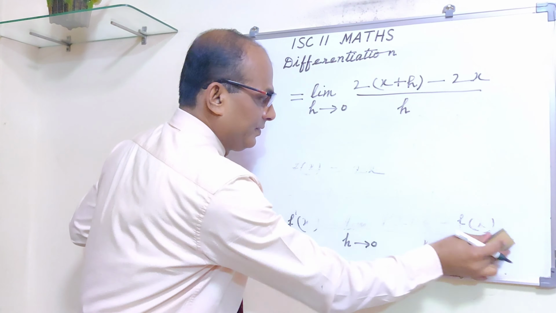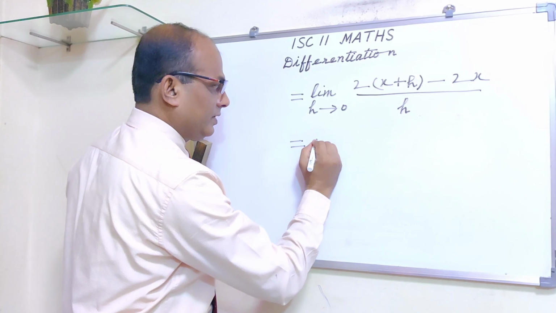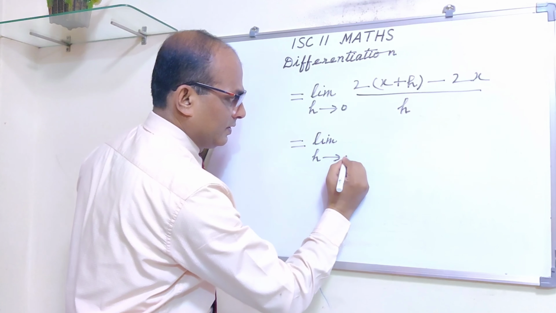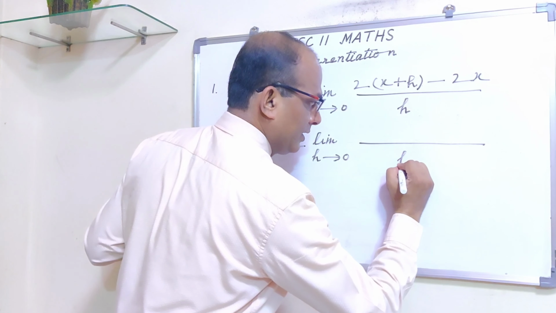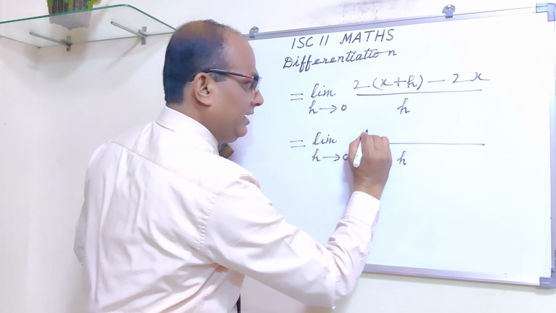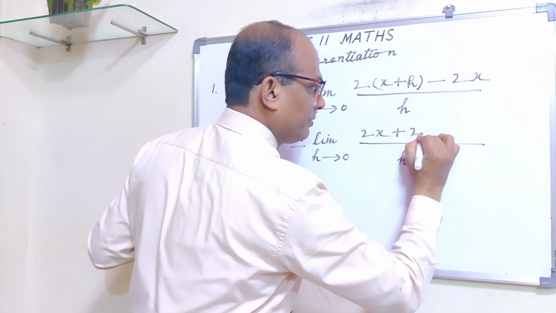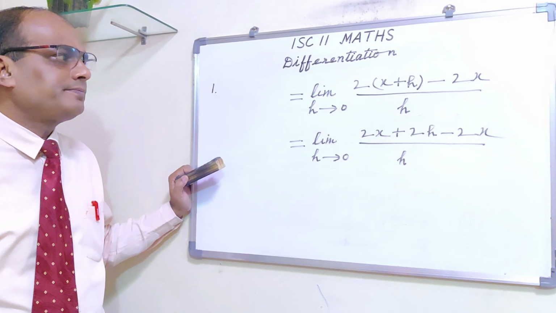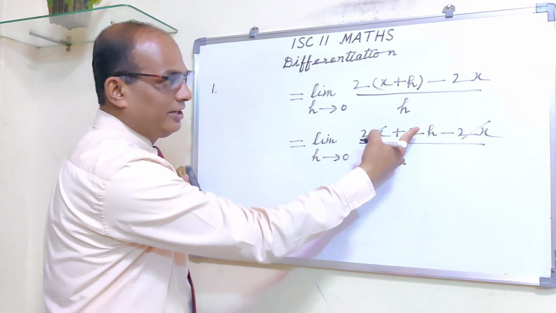This is equal to limit h tending to 0, over h. Now open the bracket: 2x plus 2h minus 2x, right? So we can write 2x plus 2h and minus 2x. Now this 2x and this 2x cancel each other, and we get 2h upon h.